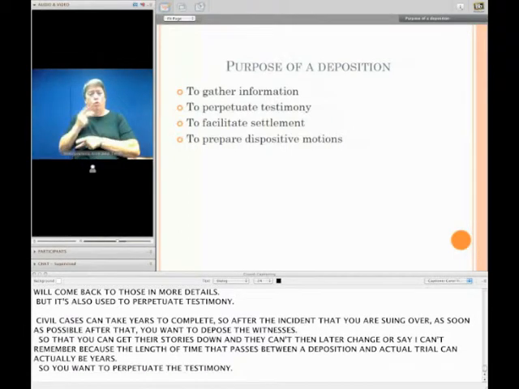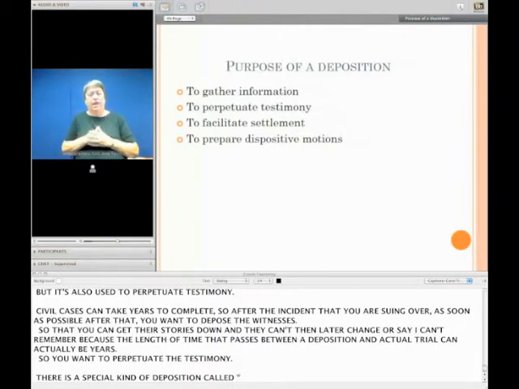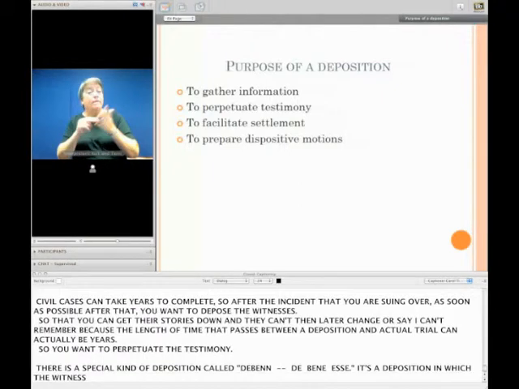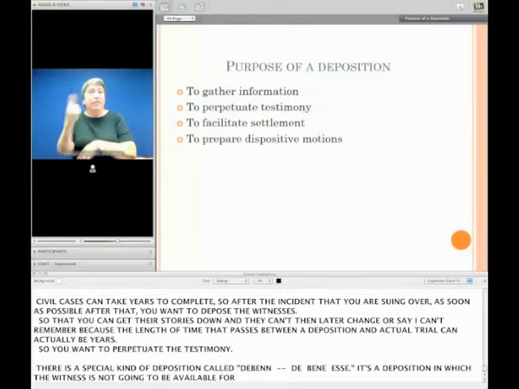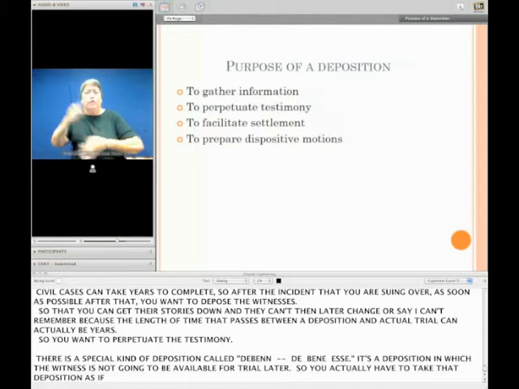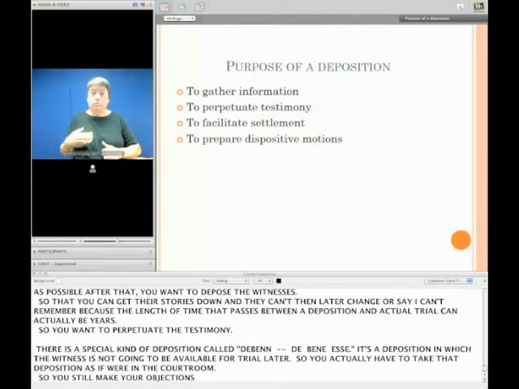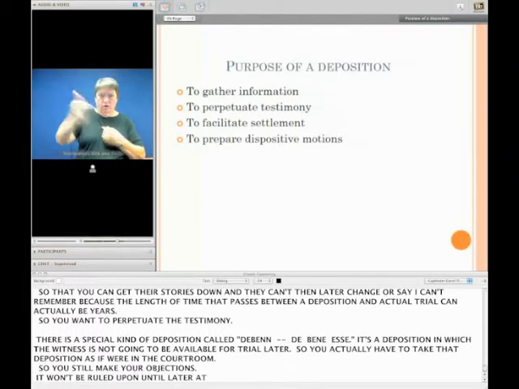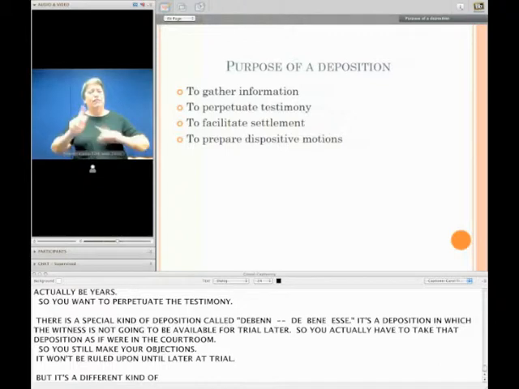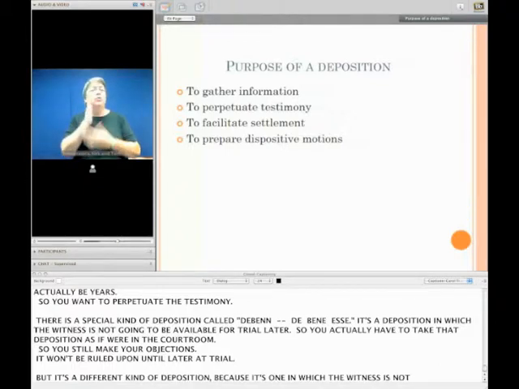There's a special kind of deposition called, it's Latin, de bene esse, D-E, second word, B-E-N-E, third word, E-S-S-E. It's a deposition in which the witness is not going to be available for trial later. So you actually have to take that deposition as if you were in a courtroom. You still make your objections. They won't be ruled upon until later at trial. But it's a different kind of deposition because the witness is not going to be available at trial to testify.